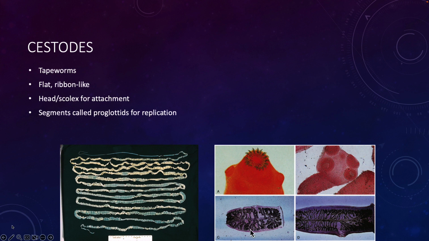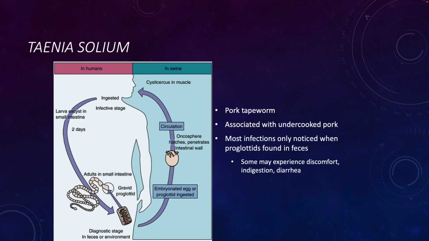And then this is some imaging of proglottids of different species. And they use that for replication. The first cestode we'll talk about is Taenia solium. This is also called pork tapeworm. Infection in people is associated with the consumption of undercooked pork. The majority of people don't even know that they're infected unless they find proglottids in the feces.